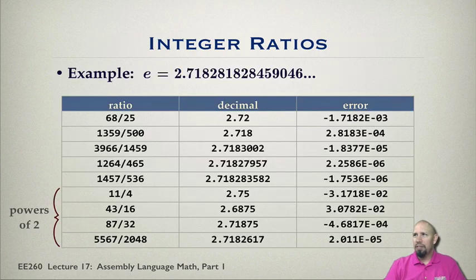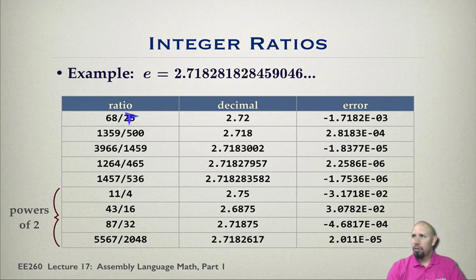Let's look at the example of e. So e is this number, 2.718281828445. It goes on forever, and the digits don't repeat. So that's e. It's an irrational number. As an irrational number, it cannot be exactly represented by a ratio, but it can be approximated by a ratio.